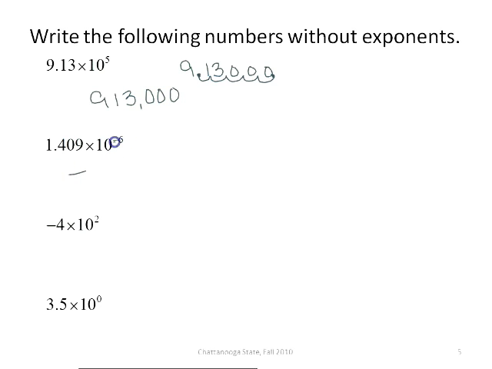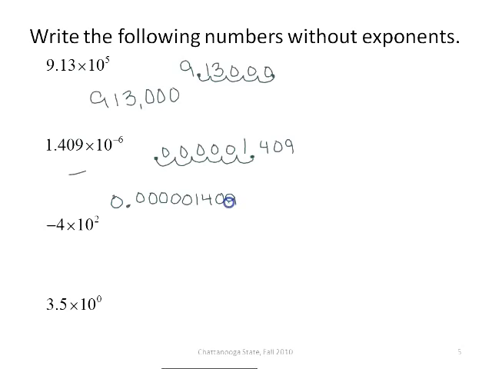Our next number has a negative exponent, so that means the decimal point is going to move the other way. So we have 1.409, and here we want to move the decimal point 6 places to the left. 1, 2, 3, 4, 5, 6. So we'll have a 0 in each of these to hold the place. So this ends up being 0.00001409.